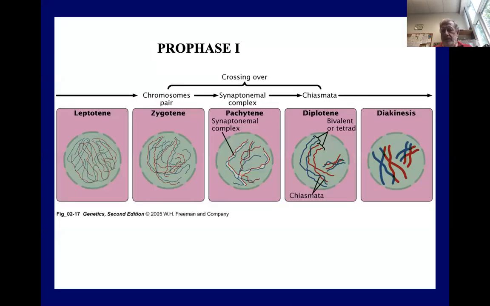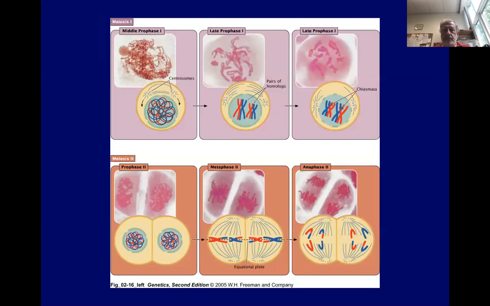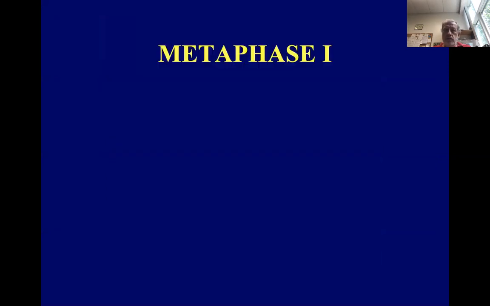And so this reviews prophase 1, where they're saying that crossing over starts with synapsis in zygotene and ends with the repulsion of the homologs in diplotene. Some more pictures of meiosis 1 and 2. You go on to metaphase 1 of meiosis.